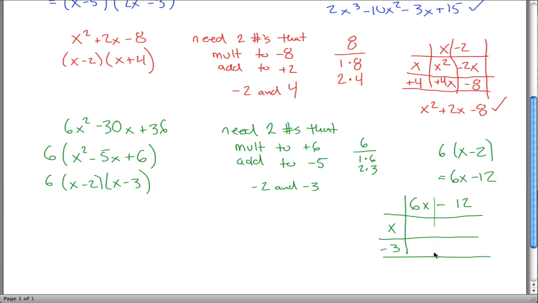Use the box method. X times 6x is 6x squared. Negative 12 times x is negative 12x. 6x times negative 3 is negative 18x. And negative 3 times negative 12 is positive 36. And if you collect like terms, what you get is 6x squared minus 30x plus 36, which sure enough is exactly what I was supposed to get. Whew, so I guess I did everything right, and I guess that's the end of this perfect problem.